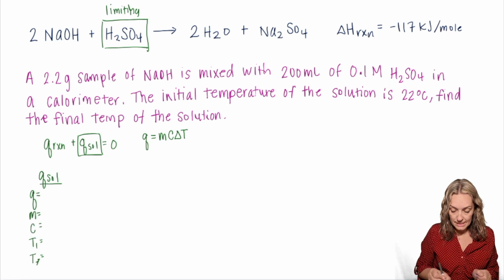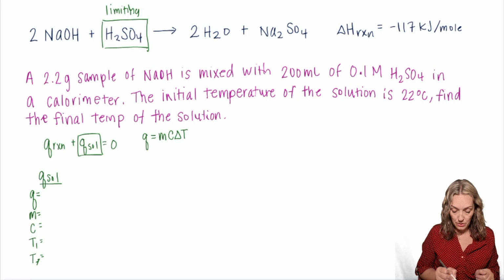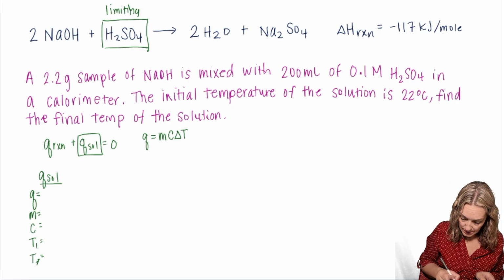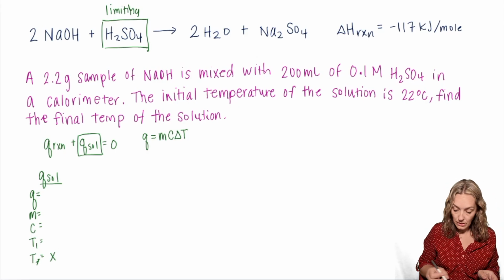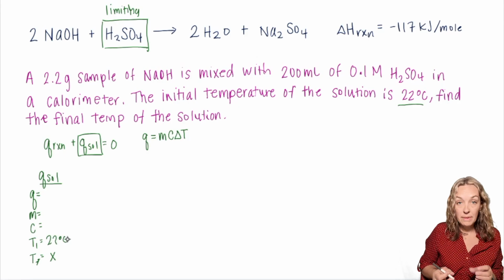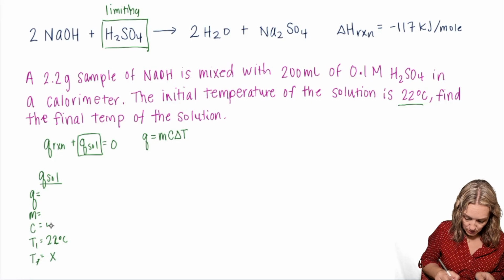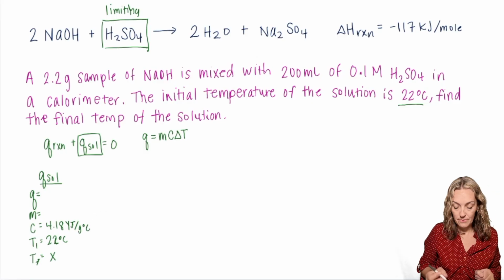Again, I'm going to break my delta T, or my change in temperature, down to initial and final temperature. Remember, the end goal here is to find the final temperature of the solution. I know that the initial temperature from the problem is 22 degrees Celsius, and my solution is water-based, so we can assume that the specific heat capacity is 4.184 joules per gram degrees Celsius, unless it states otherwise.